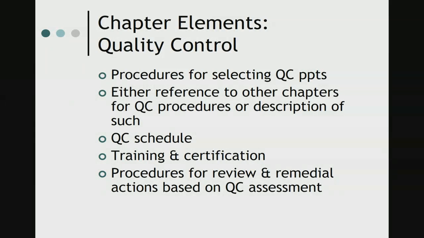Then it doesn't help to have QC if you don't have some plan for how you're going to look at it and what you're going to do if you find something wrong. So in here, think about what it is you're going to do. For instance, let's say you've got someone who is consistently getting blood pressure measures that are at least 5 points different from everybody else. So what are you going to do?